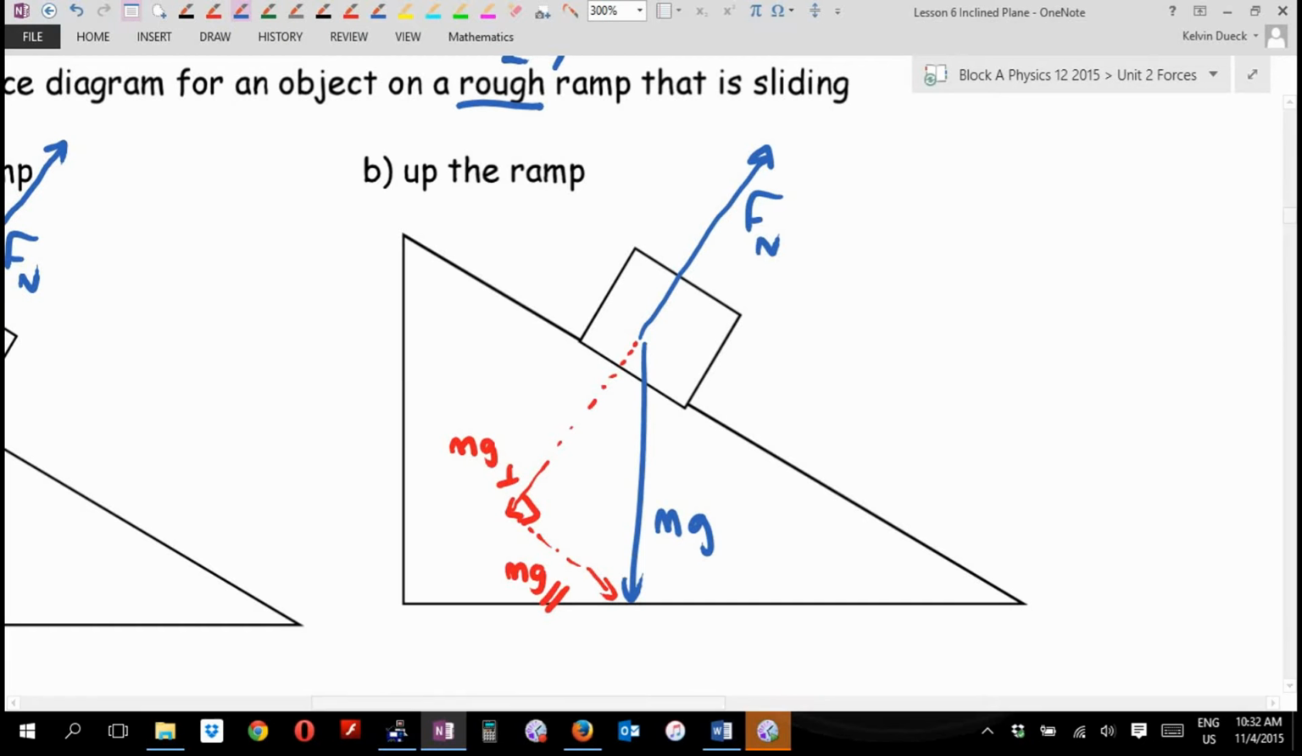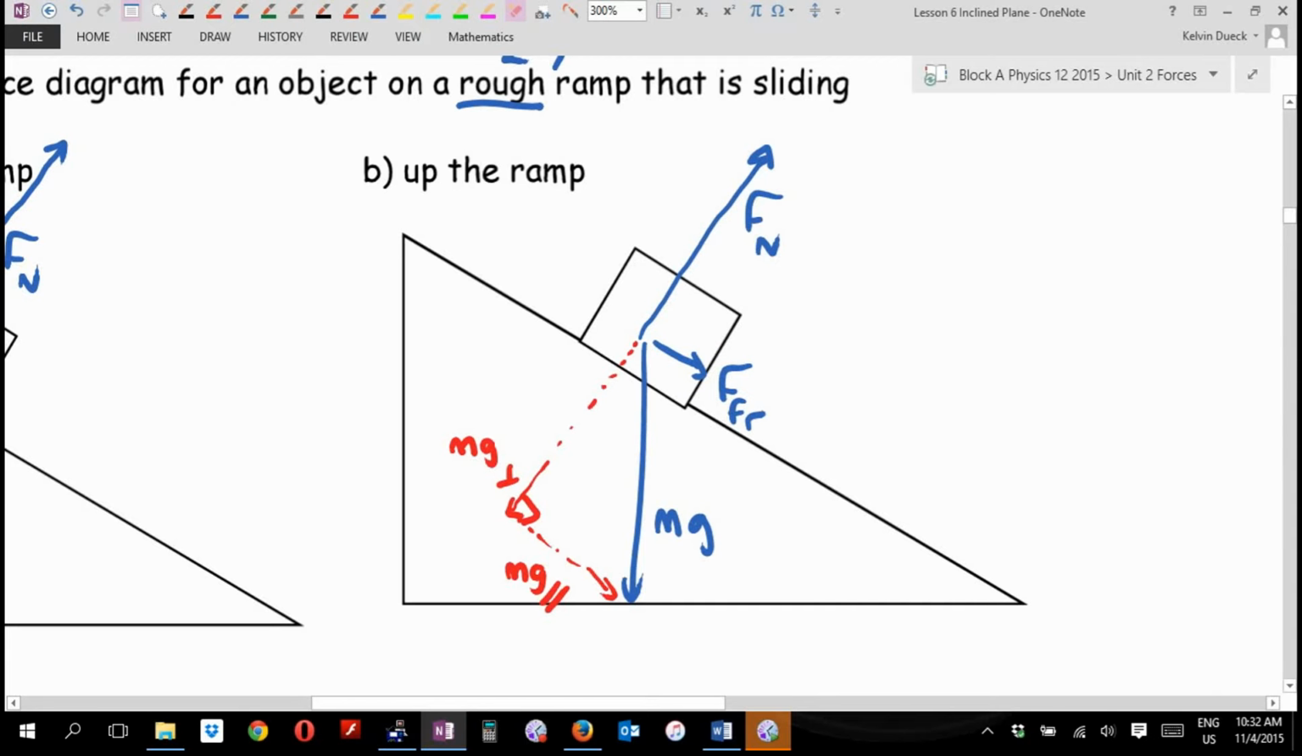What else? Is there friction? Yes. Which way is this block sliding? So which way is friction acting? And this is why it's going to slow down really fast, because not only is gravity parallel slowing it down, friction is also slowing it down.